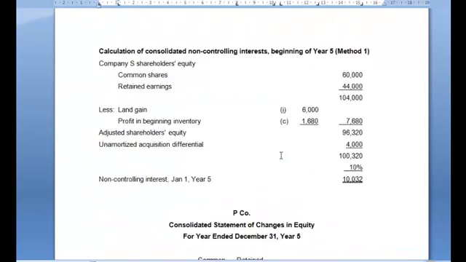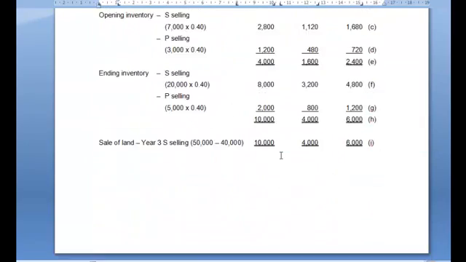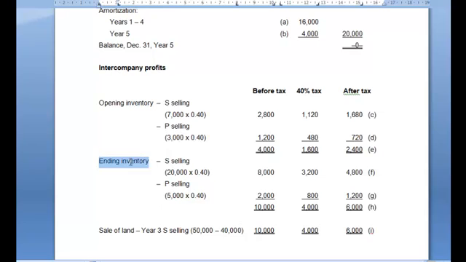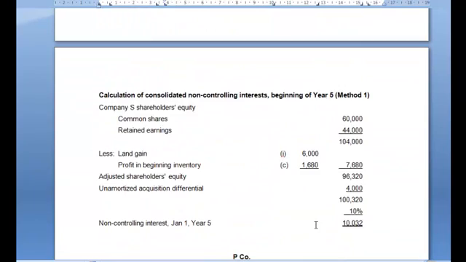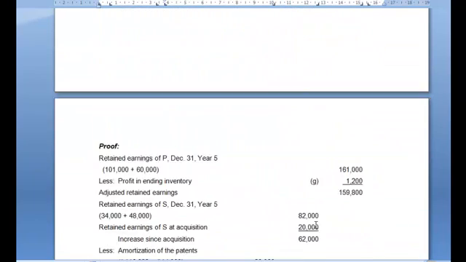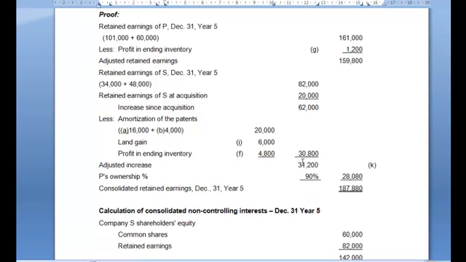So if we go back up here to the intercompany profit analysis that we did much earlier on, there it is, ending inventory, sub selling. Sub booked that profit of $4,800 after tax. Problem is, the parent has not yet unloaded the $20,000 in inventory that holds that after tax profit. So therefore, we need to make sure that it gets eliminated, and it can get recognized when it's sold outside. But for now, we have these deductions to make from the sub's post-acquisition retained earnings.